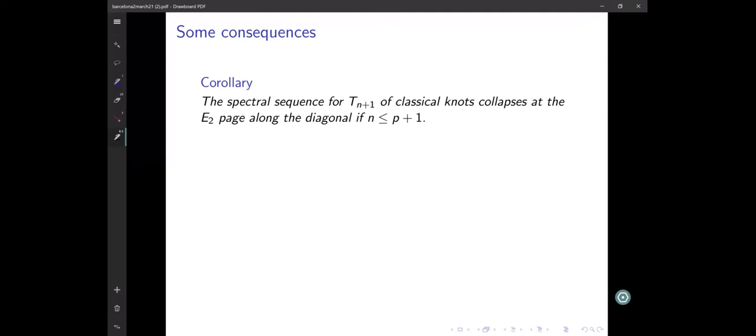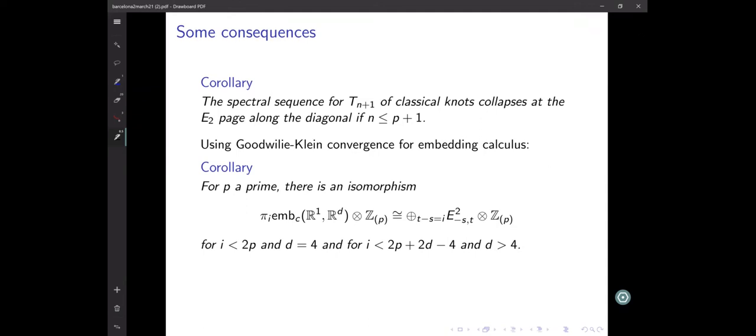Okay, so let me make a few corollaries. The first one is the main theorem. We get the collapse of the spectral sequence at the E1 page along the diagonal in this range. That comes directly from the theorem just above. Another corollary is using the estimates of embedding calculus. For D at least four, this tower, the Goodwillie-Weiss tower, converges, so T infinity is weakly equivalent to the space of knots. You can combine these two theorems to have a computation of the homotopy groups p-locally from the E2 page. Everything collapses on this range. Everything collapses at the E2 page.